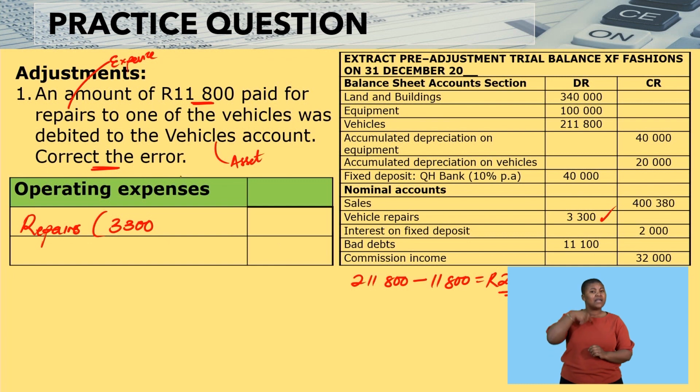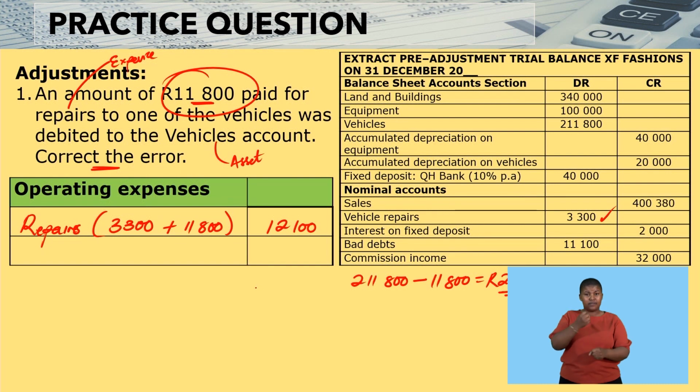Then I must add now this 11.8. So I'll come here and say plus 11,800. 3,300 plus 11,800. That is going to give you now the total amount of repairs, which is 15,100. That becomes the total amount for our repairs for this year.